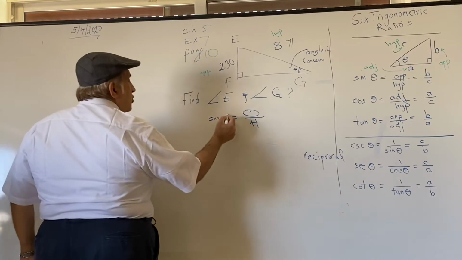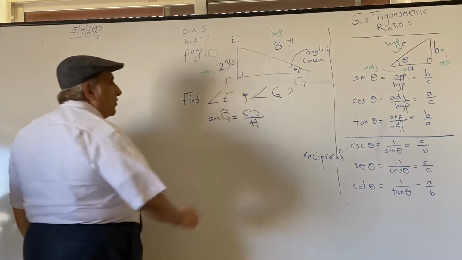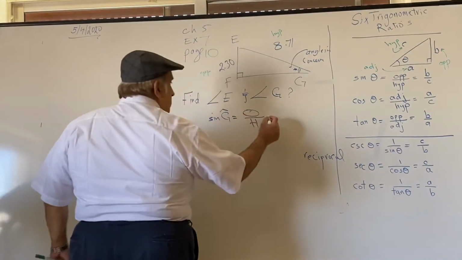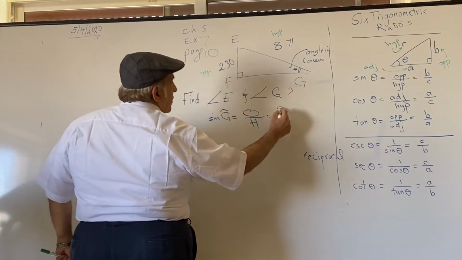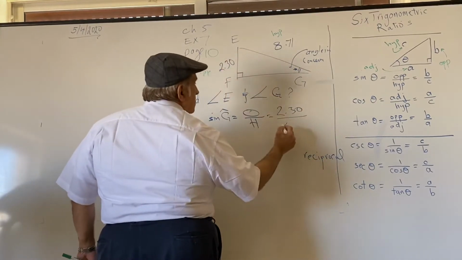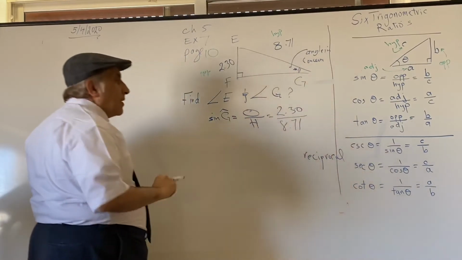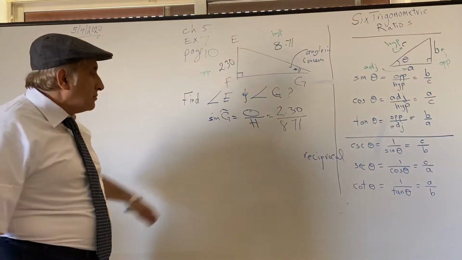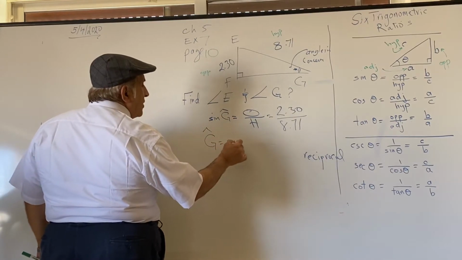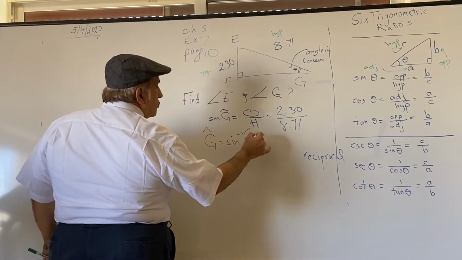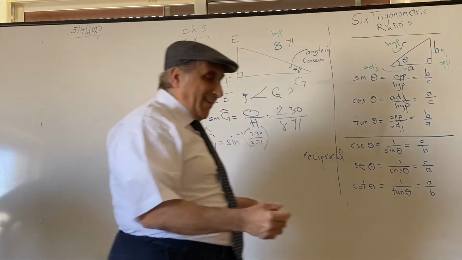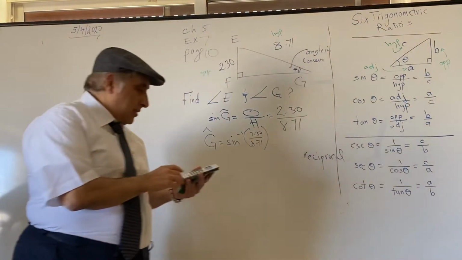What is the angle called? G. So if I'm looking for G, I need the opposite, which is 2.3, and I have the hypotenuse. To find G, I have to go to my calculator and find the inverse sine of 2.30 over 8.71. Let's go to the calculator. All right? Are we ready?